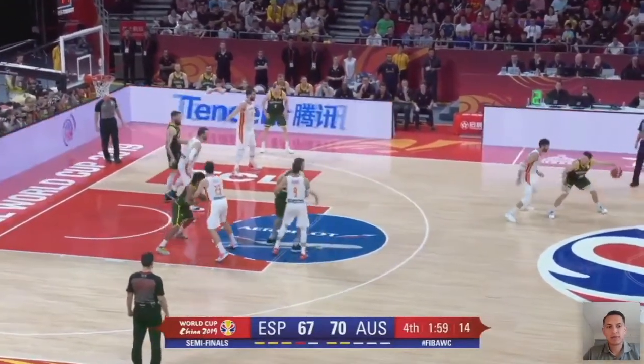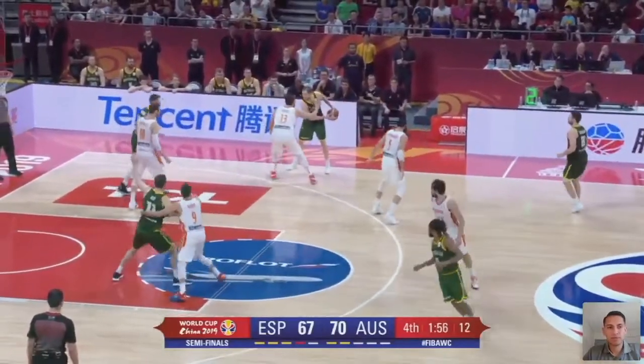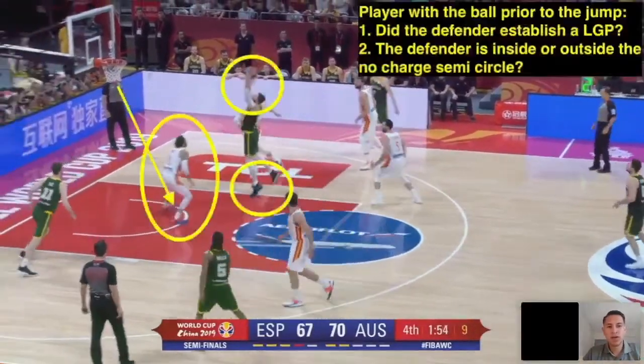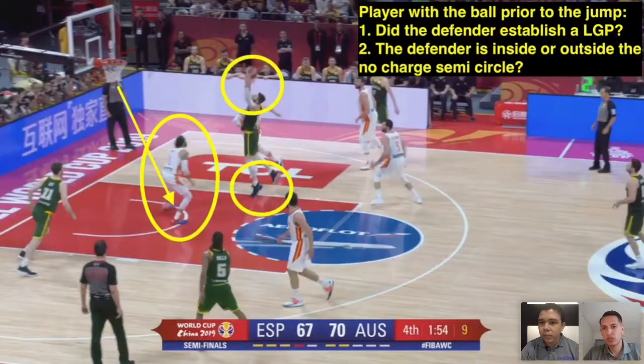So just remember that the points that we need to see on this play is if the semicircle applies or not. In this case, the defender is establishing a legal guarding position, and is the defender inside or outside the no charge semicircle? So the defender is in the semicircle area, yes, and the defender is establishing a legal guarding position. The answer is yes.